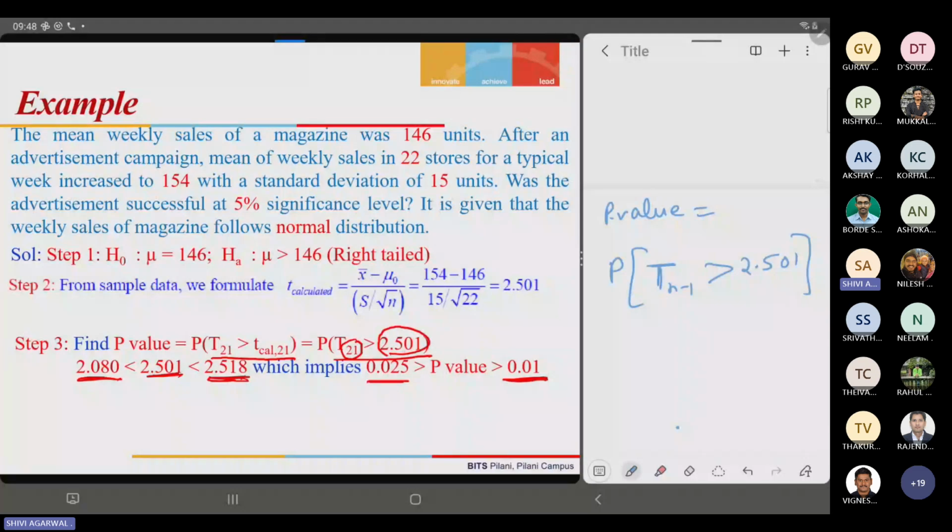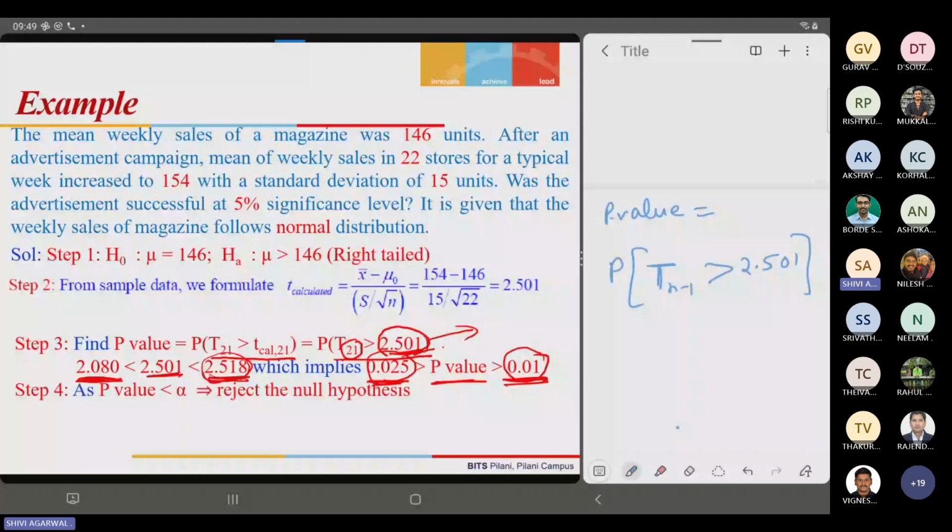Okay. If this value, instead of 2.501, is 2.080, then the p value comes to 0.025. If the 2.501 value increases to 2.518, then the p value will become 0.01. So our p value lies between 0.025 and 0.01, and we are not able to get the exact p value because it is not provided in the table. Got it? Be careful about it.